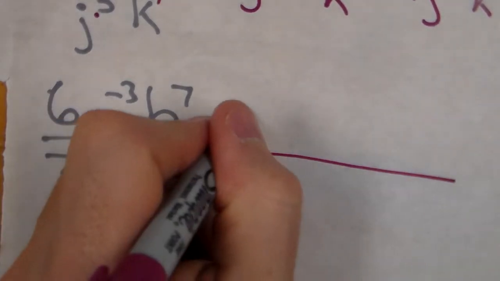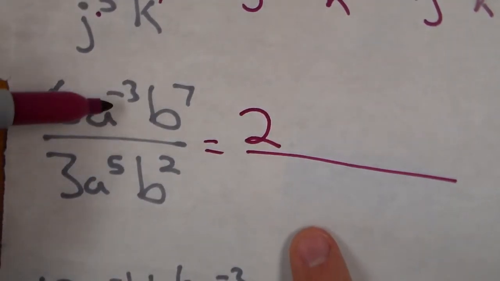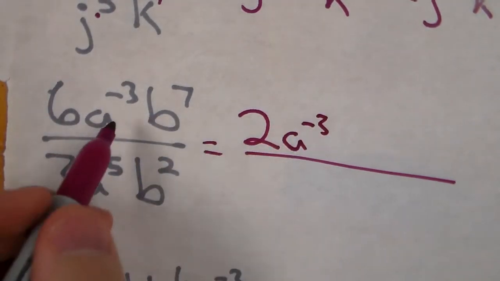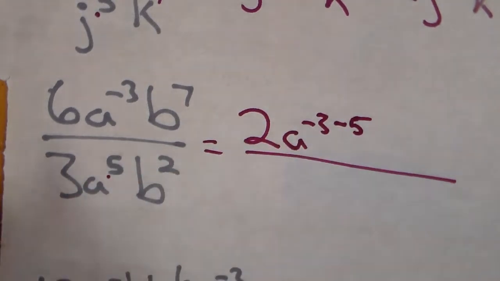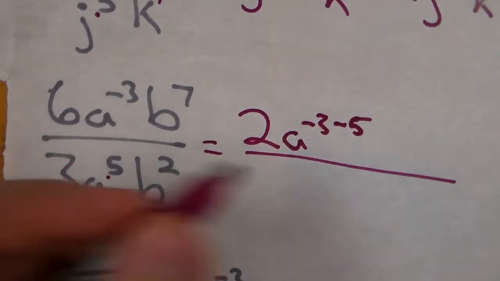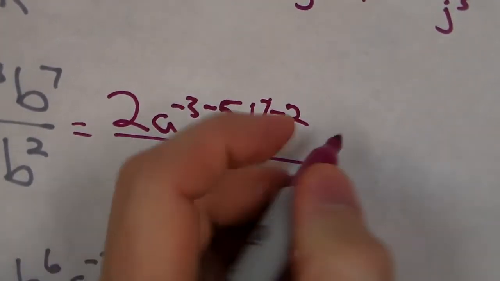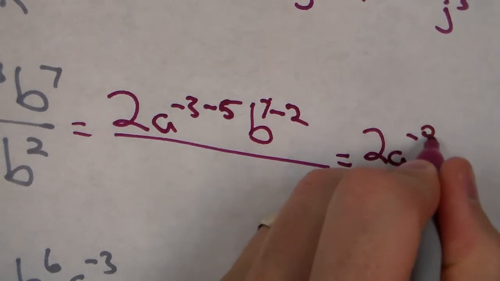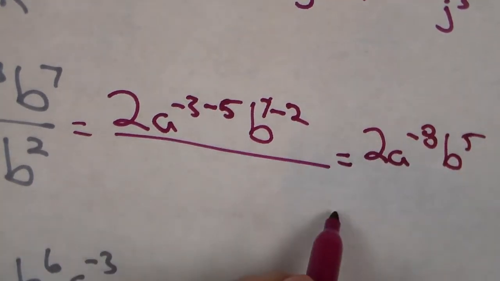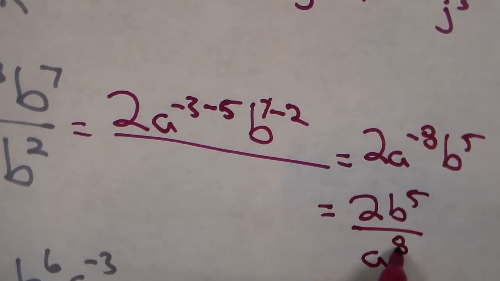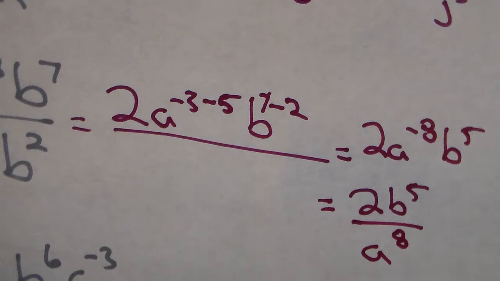Where we get in trouble is when you have to look at coefficients, because 6 over 3 still reduces to be 2, so 2 on top. Now, a to the negative 3, over a to the fifth. I'm going to write a to the negative 3 minus 5, and then b to the 7 over b to the 2, we could write it as b to the 7 minus 2. This comes out to be 2a to the negative 8, b to the fifth, which is then 2b to the 5th over a to the 8th. And that's using our subtraction rule.